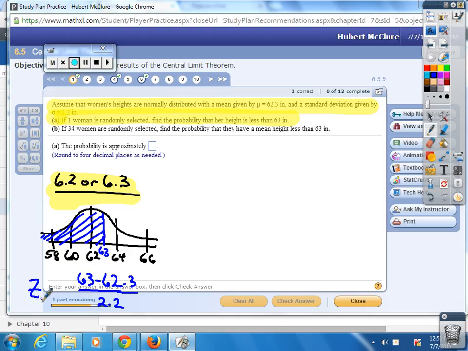So the z-score at 63 is equal to, somebody crank this out for me. Well, 63 minus 62 is 1, right, over 2. Well, 1 divided by 2 is 0.5. So there's your z-score.